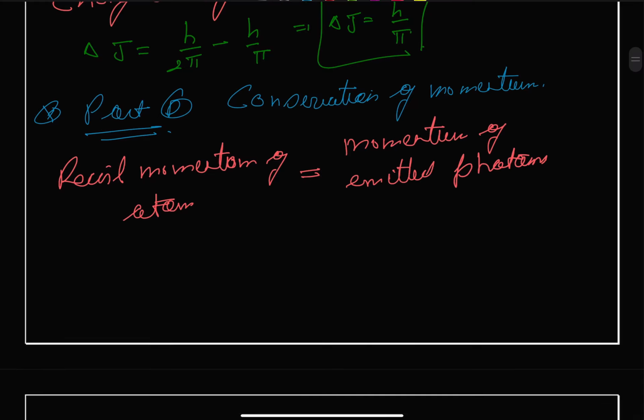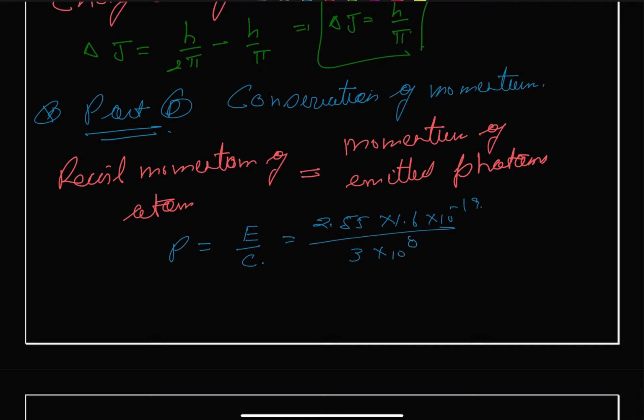So recoil momentum, suppose, is given as P, then this P will be equal to E upon C. Energy we already calculated, that is 2.55, sorry, we have to convert into joules, so this will be 1.6 into 10 to the power minus 19, and C is 3 into 10 to the power 8.